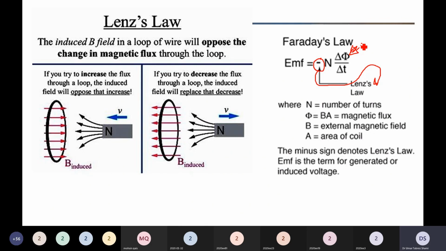So in the EMF, we have minus N d phi over dt. The minus sign represents Lenz's law. It defines what the polarity of the induced EMF will be, so that when current is allowed to pass, the current will pass in such a direction as to cancel the main flux.